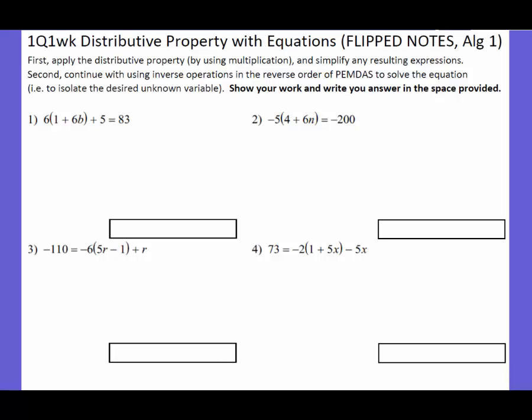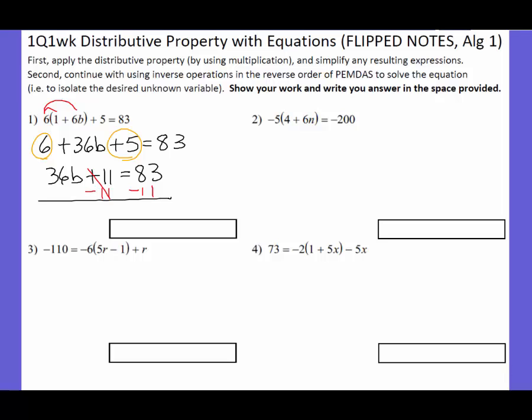Let's begin. 6 times the quantity 1 plus 6b gives us 6 plus 36b, and we continue with the equation plus 5 equals 83. Combining like terms, we get 36b plus 11. Subtracting 11 from both sides, we now have 36b equals 72. And then we divide both sides by the coefficient of b to isolate the b variable, which gives us b equals 2. We have shown our work line by line, solving for the value of b.